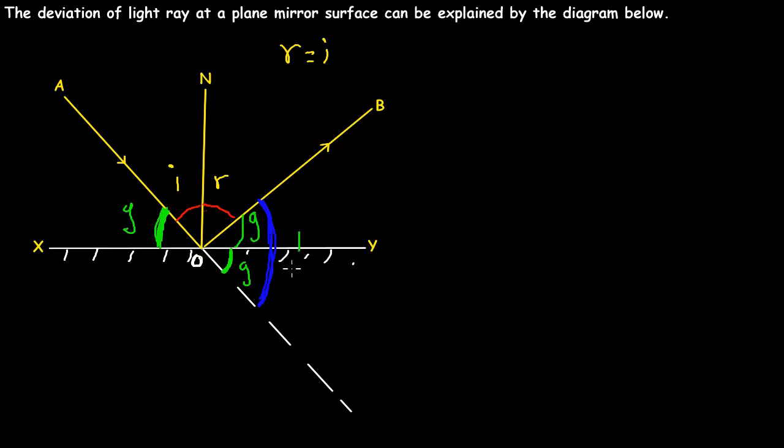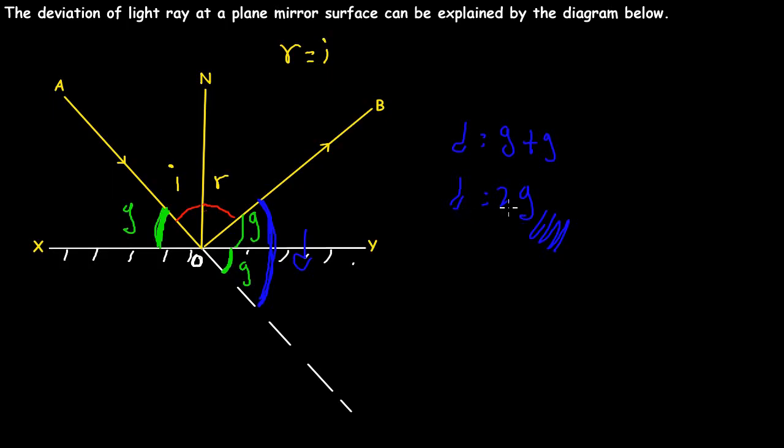Thus, we have been able to get our angle of deviation D. So let me have that in blue. So clearly, our angle of deviation D would be equal to the sum of two glancing angles, which is simply 2G. And this is what you need going forward.